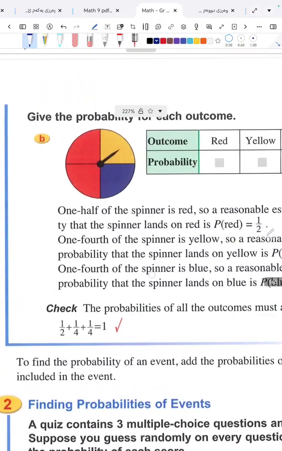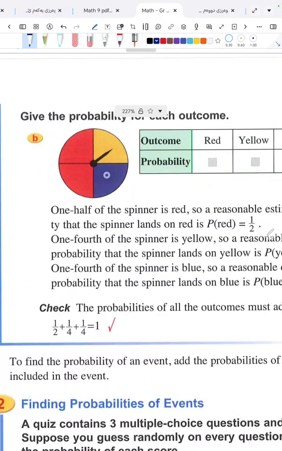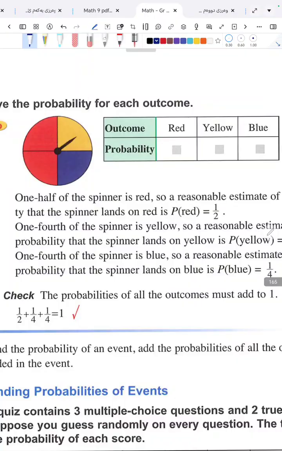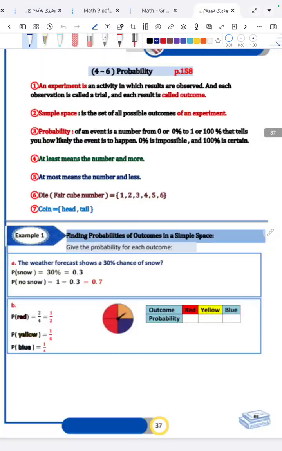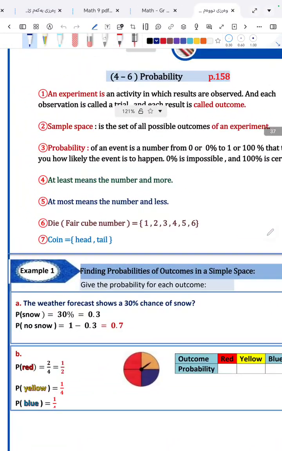Okay, then another case: give the probability of each outcome. As you can see, we have a spinner with 4 parts. They ask for the probability of red. We have an important note: in probability, you have to write the answer in simplest form always. And we have another note, which is very important: at least means the number and more, and at most means the number and less. Let's see.